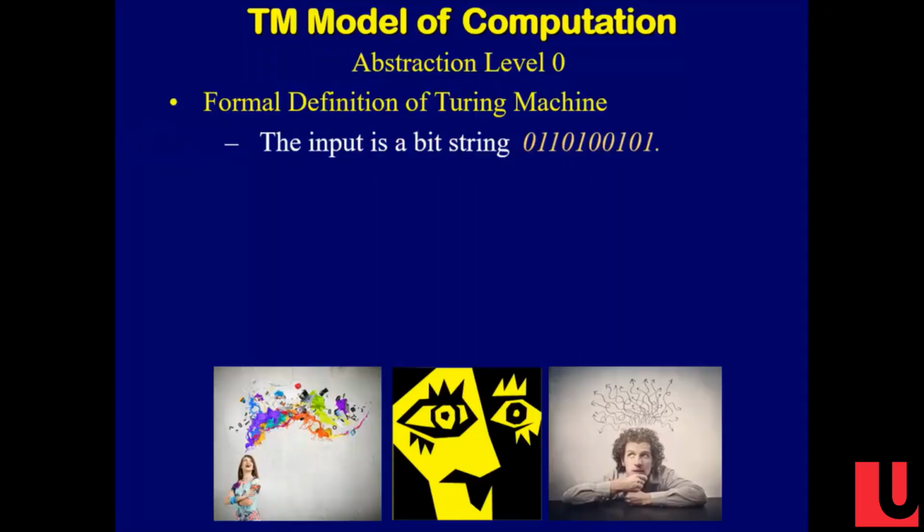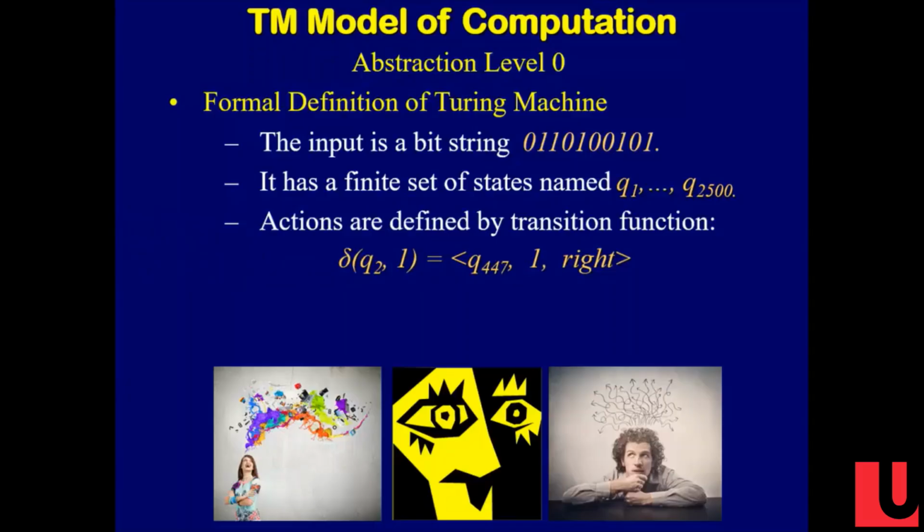So if we're doing binary, then the input's going to be a binary string. We're going to have a finite set of states. Here I have 2,500 states. Do you want to be getting down and personal with each one of them? No. It's a lot of states. And then I define actions. I define a table, and the table is called delta. And what does the delta do?